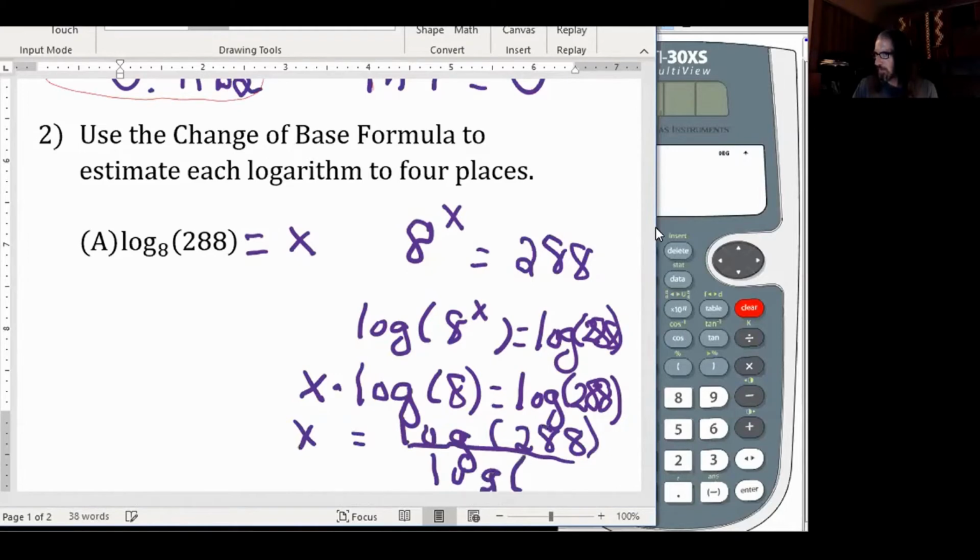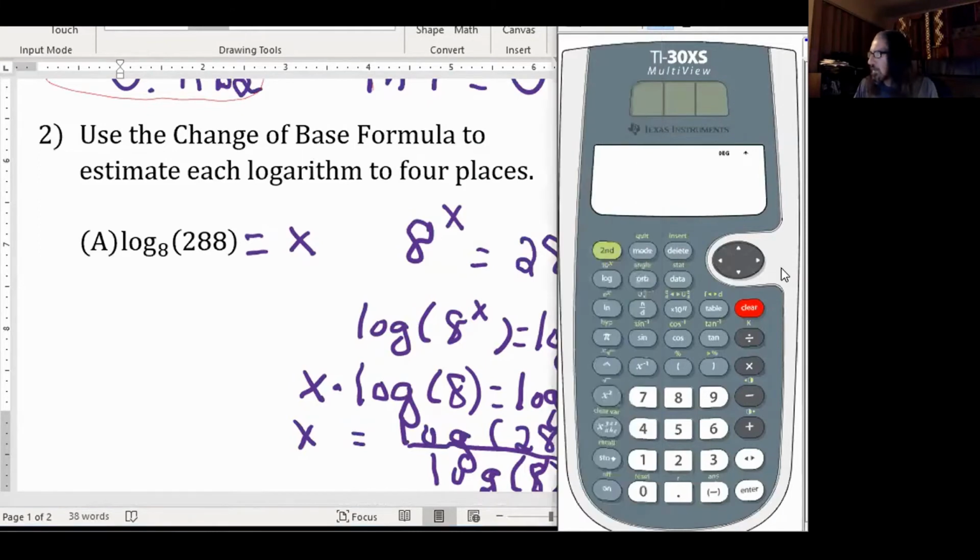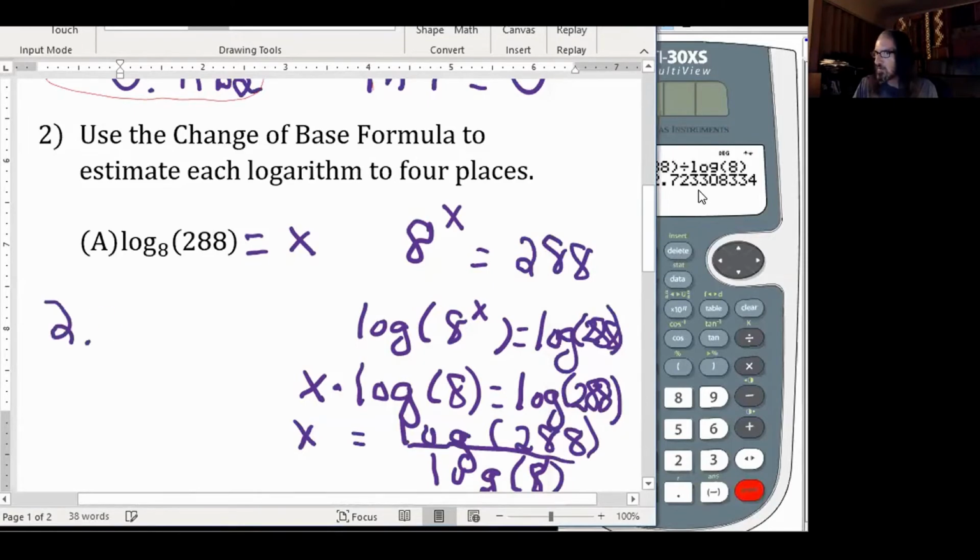The change of base formula in words is telling us, take some new base. Take a base that the calculator can work with, the common log, or base 10, or the natural log, i.e. base e. Take the logarithm of the same argument in the new base, divided by the log of the old base in the new base. So, taking the log of 288 divided by the log of the old base 8. Rounding that to 4 places, the 0 is going to make that round down, so approximately 2.7233.